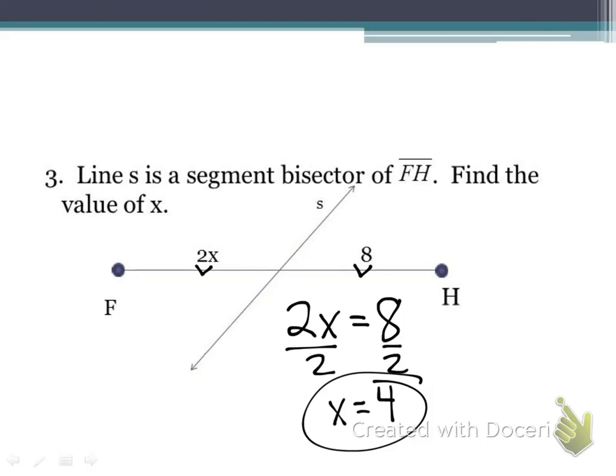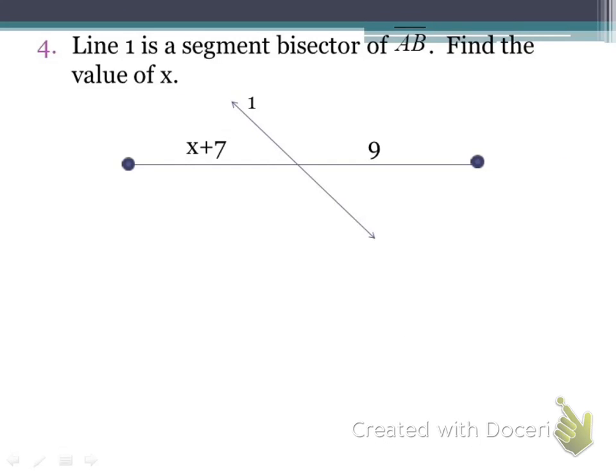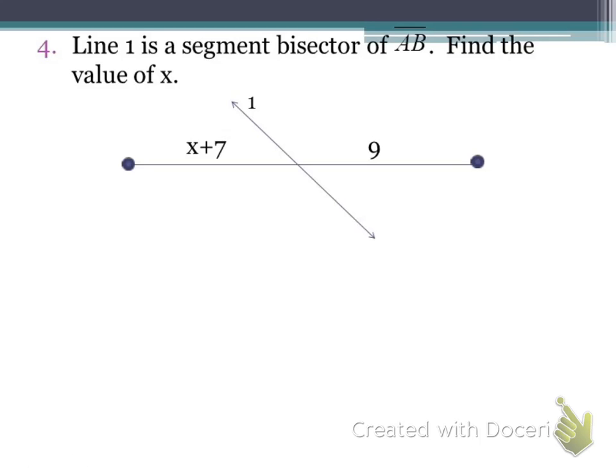All right, let's go to number 4. Same type of setup. I have a segment bisector, line 1. It's bisecting AB. Whoops, let me back up. I forgot to label this one, so go ahead and add A on one side, B on the other when you're drawing it in your notes.